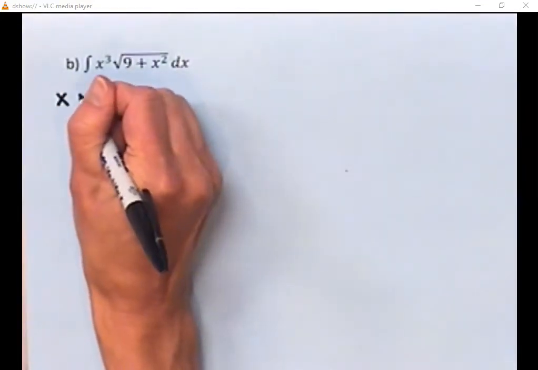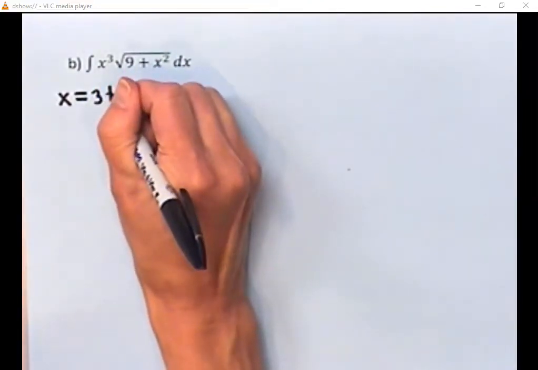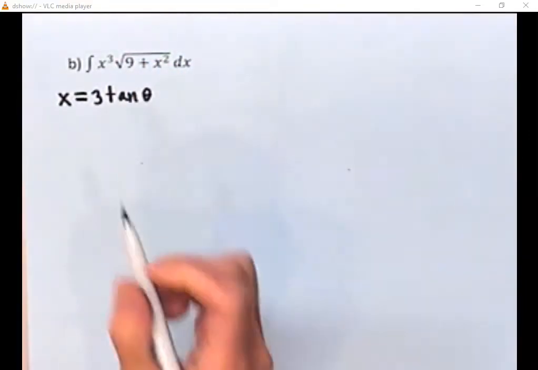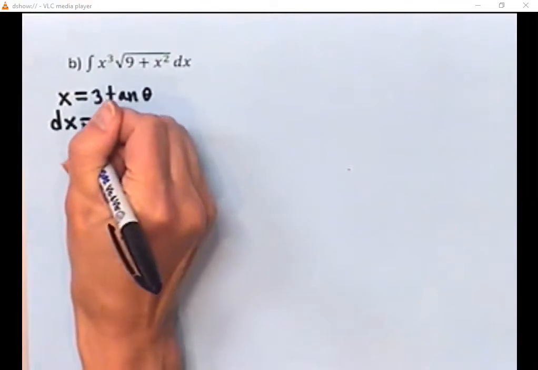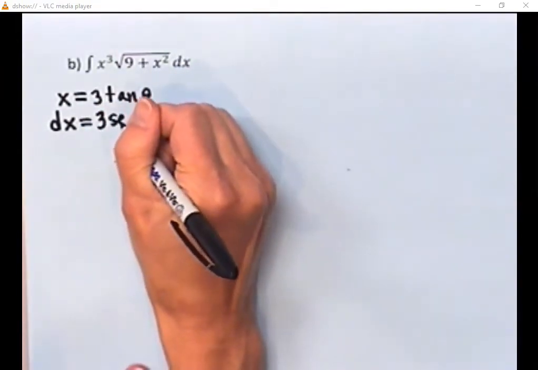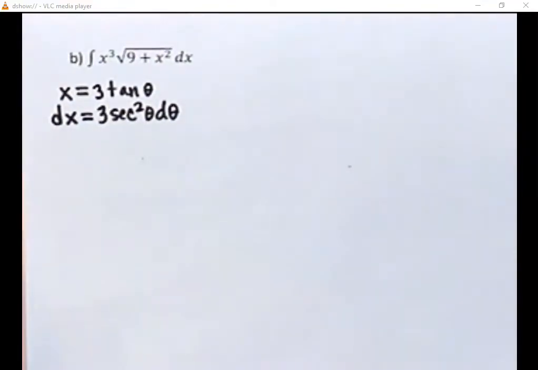So in this form, when it's 9 plus x squared, what do I have to let x be? Tangent. What is my a? 3. So remember, this is a squared, so the square root of that would be 3. So we're going to use 3 tangent theta because it's now a plus x squared. Don't forget you've got to find dx because you're going to have to substitute that as well. What's the derivative of the tangent? Secant squared. Yep. So that's 3 secant squared of theta d theta.